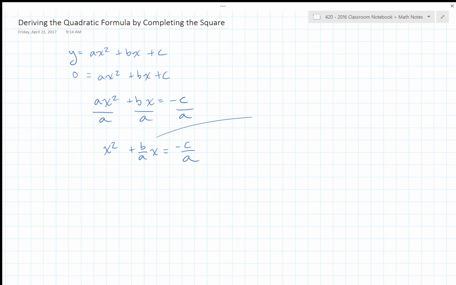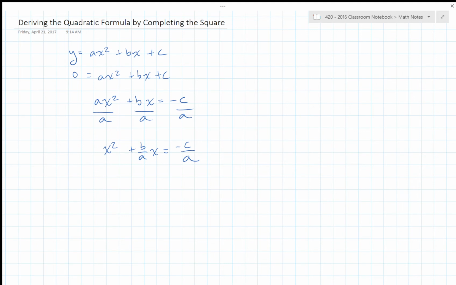I prefer to write this fraction in this way, b over a times x. You can also write b times x over a. Those are equivalent, but just me, in my notational style, I prefer to write b over a times the quantity x.